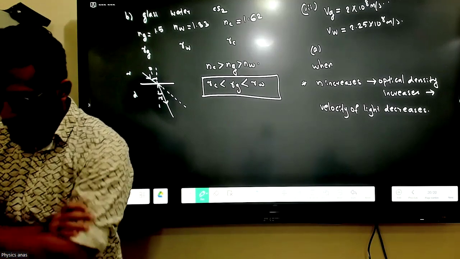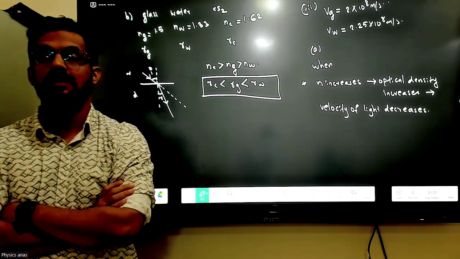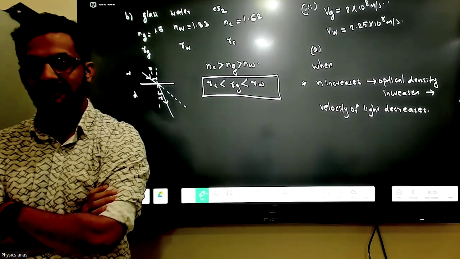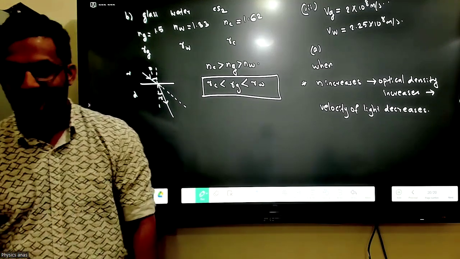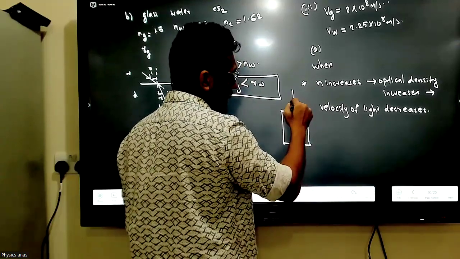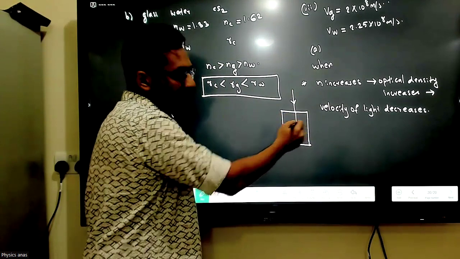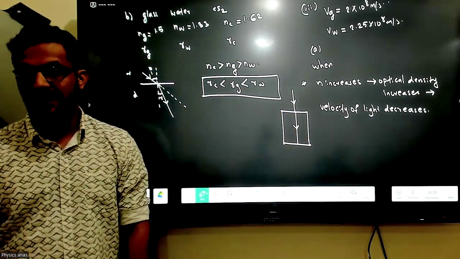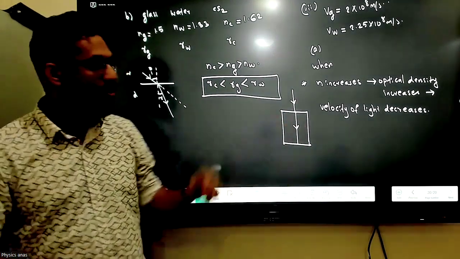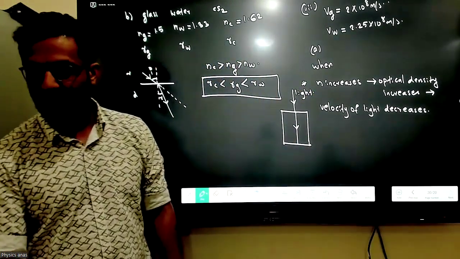Read the question again. A ray of light is incident normally at the water glass interface. What will happen? Will it bend? If a ray of light is entering normally, then it will not bend. It will pass through the medium without any refraction. Only the light ray with an angle will bend. If the light ray is coming normal to the surface, it cannot bend. You understand that?